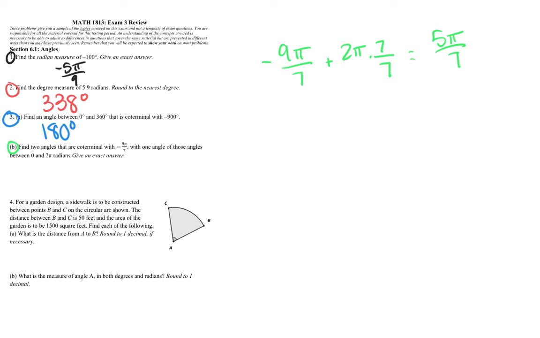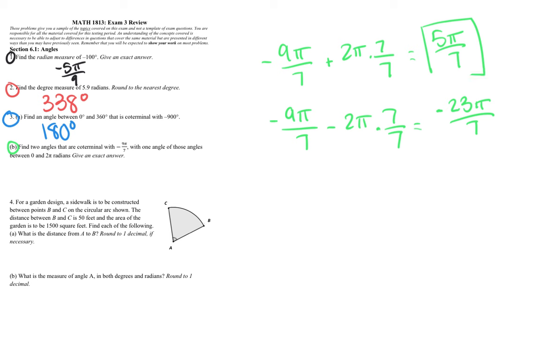And then we can subtract 2 pi. It's also going to give us the same thing, we're just going in a different direction. So we're going to minus 2 pi, and we still need to multiply it by 7 over 7, so we can add those fractions. And that is going to give us negative 23 pi over 7, which is not in between 0 and 2 pi, but we only needed one of those angles to be in between 0 and 2 pi. So these are our two answers.